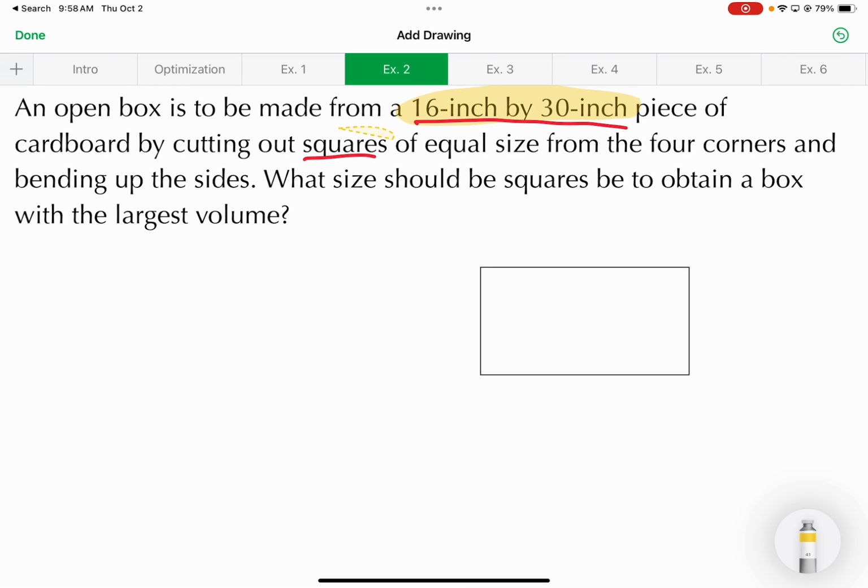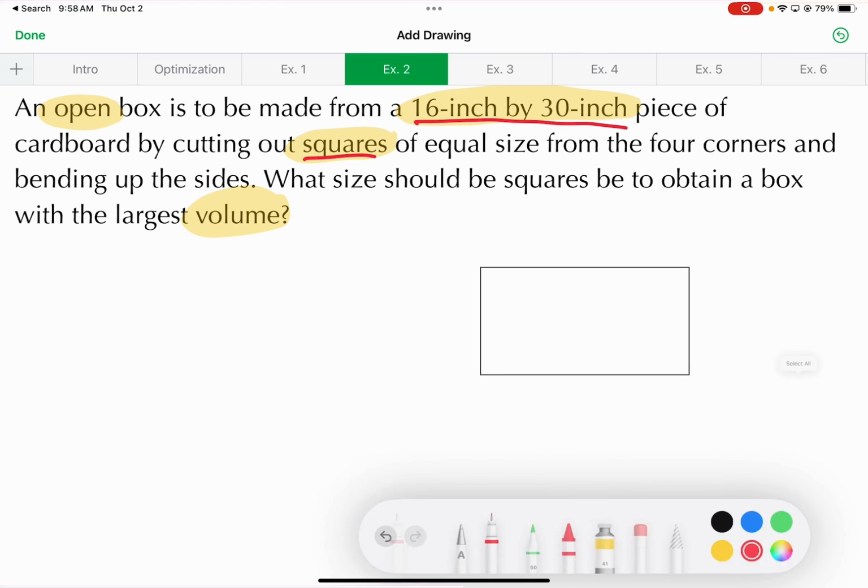All right, 16 by 30 squares. What else? Okay, yeah, okay. Volume is important to me. Largest, that means max, right? Okay. There's another word in here that's important. Box. Before box. Obtain. Yeah, so like open box, right? Because that's going to become important here in a second. Okay. All right, those are the important words to me. Other stuff might stick out to you, and that's totally cool. Feel free to underline that as you see fit.